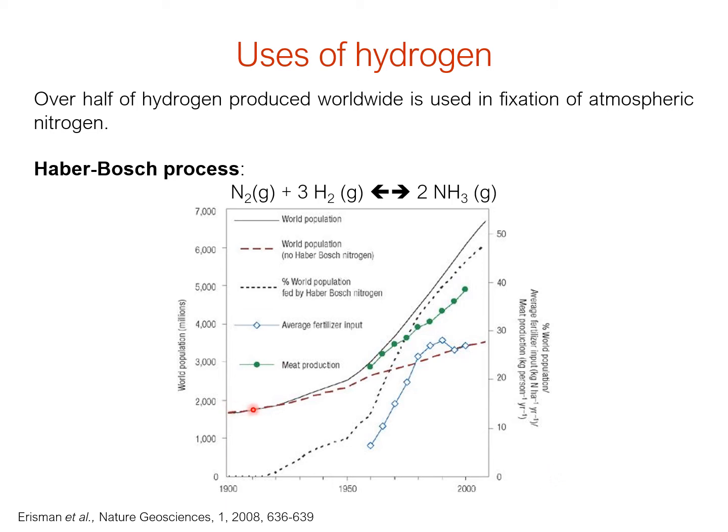So the solid black line here is the population growth of the world. You can see from the 1950s it really shot up. And this dotted line here is the percentage of the world population fed by Haber-Bosch nitrogen, and that's on the right, so nearly half of the world's population.